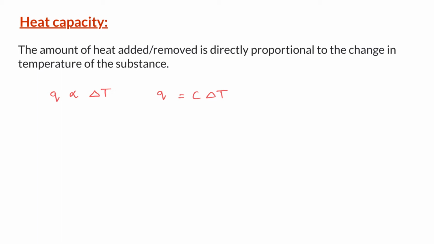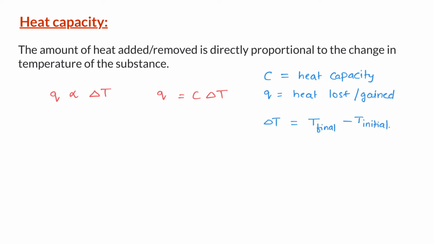Q is equal to capital C times delta T, where capital C is a proportionality constant called heat capacity. Q is the heat lost or gained by an object. Delta T is the change in temperature, that is, T final minus T initial.